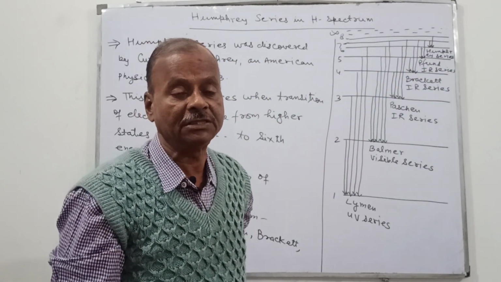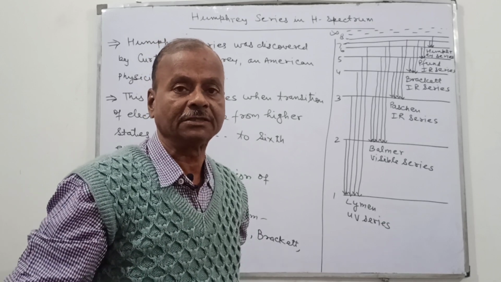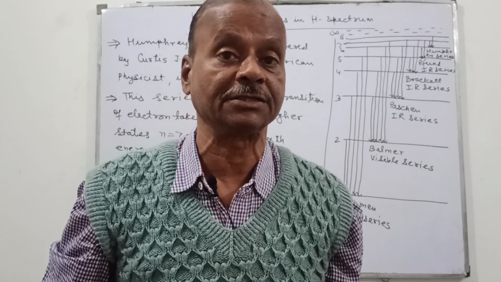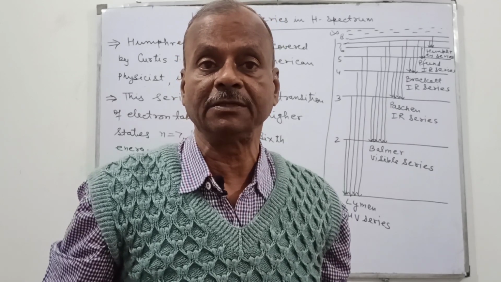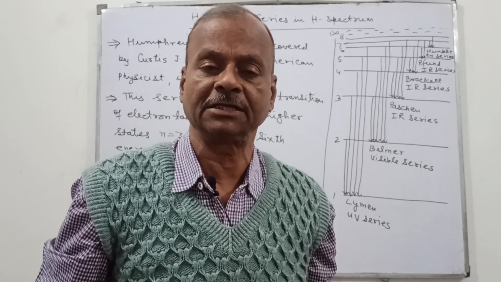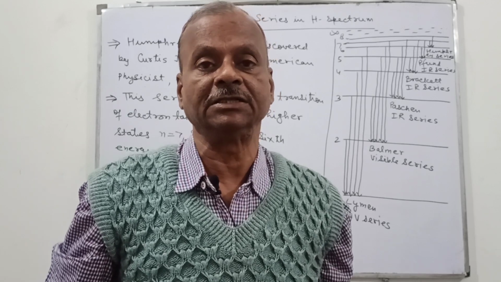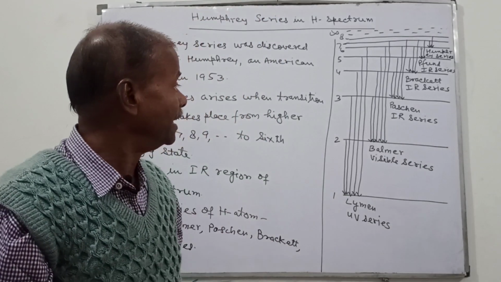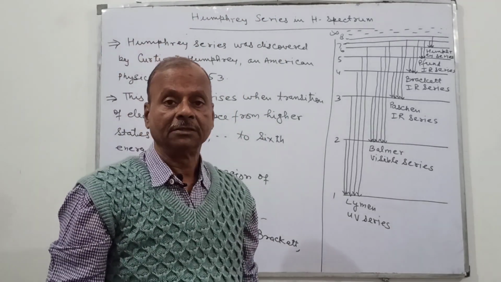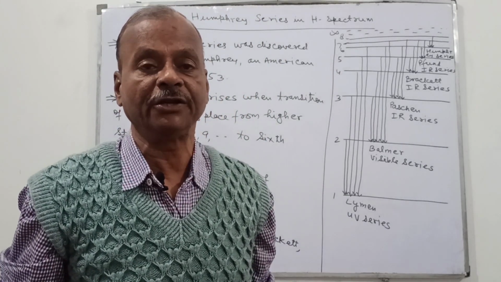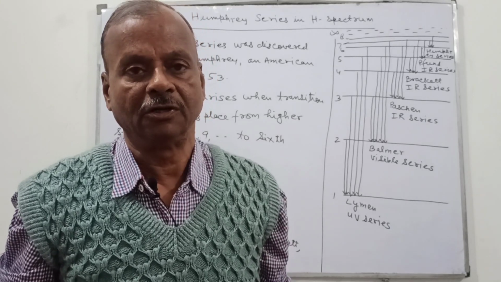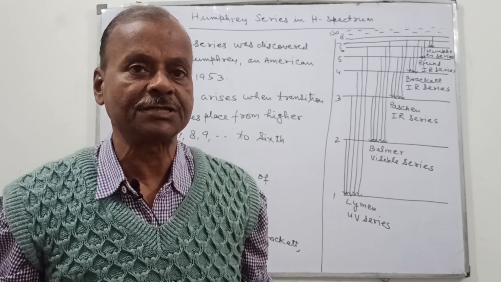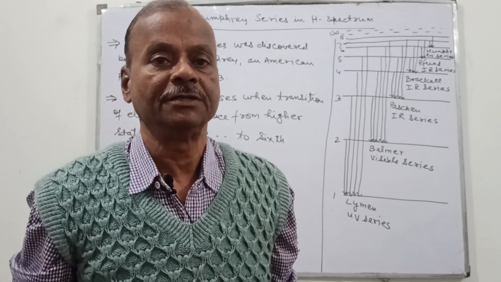So Humphrey series is the last series in which the transition of the electron takes place from all other higher states n equal to 7, 8, 9, 10, etc. to the sixth energy state of the hydrogen atom. And this series lies in the far infrared, very far infrared region of the electromagnetic spectrum. So this is about the Humphrey series.